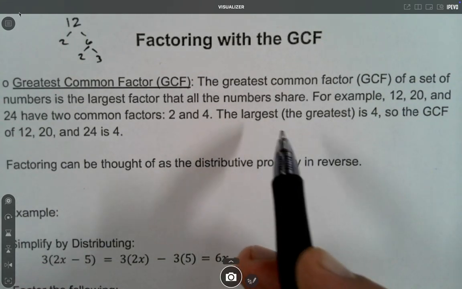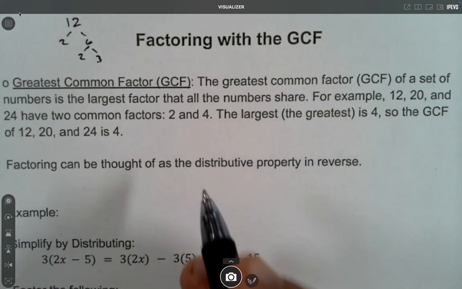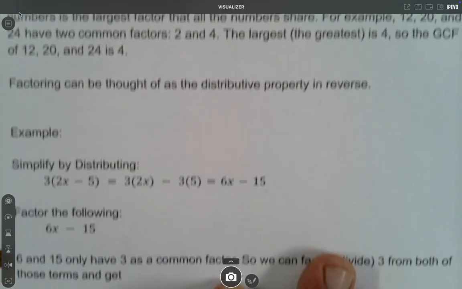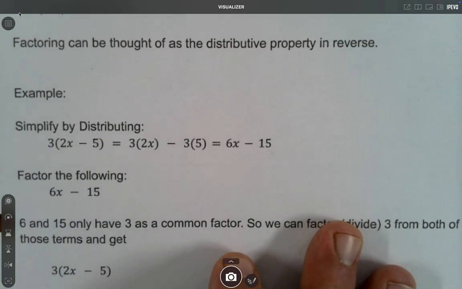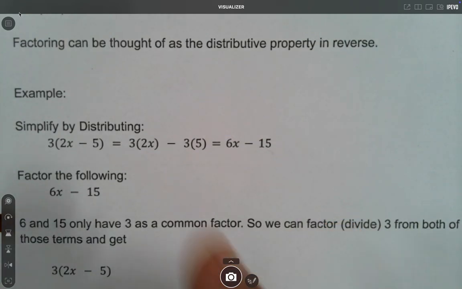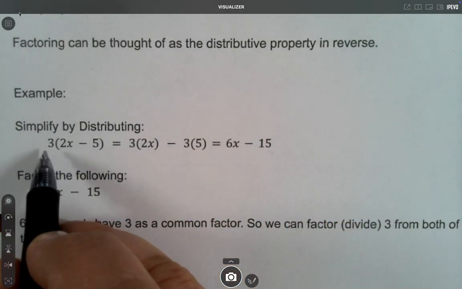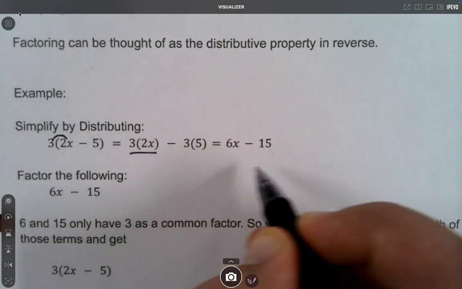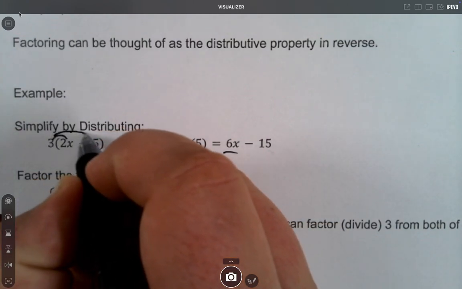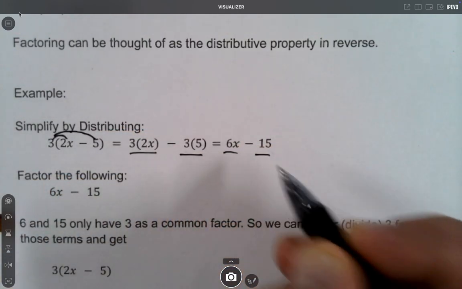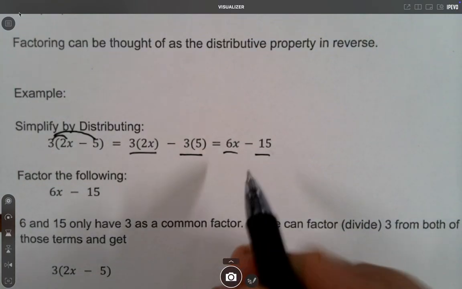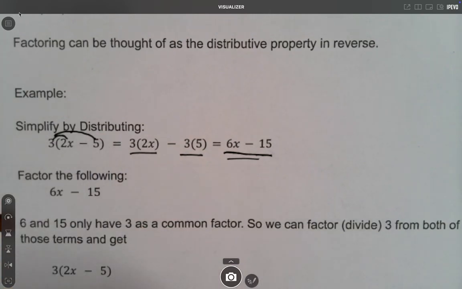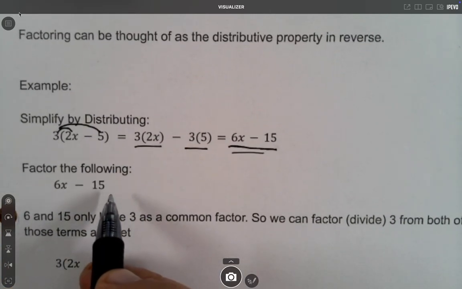I bring this up because we're going to look at terms, figure out what their greatest common factor is, and pull that out of them. Another way you can think about factoring is the distributive property in reverse. Just a reminder about the distributive property: if we have a number outside the parentheses, we multiply by the first number, 3 times 2x is 6x. Then multiply by the second number, 3 times 5 is 15. While this was the answer when we were told to distribute, we're going to start with it as our question when we're asked to factor.